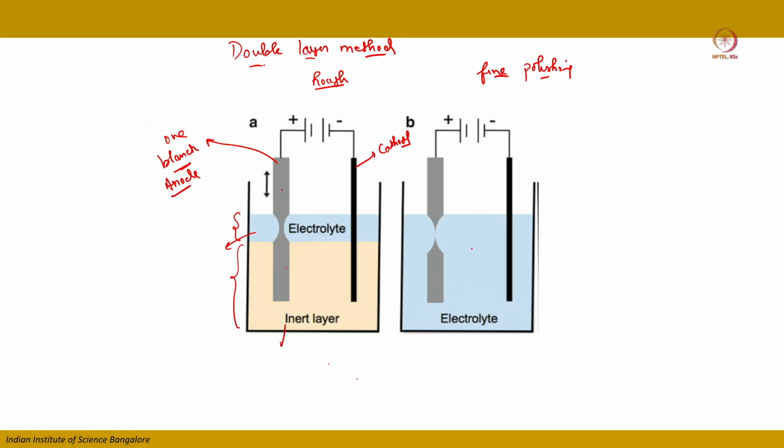This inert layer is nothing but a perfluorinated polyether, which is also called PFPE. So the blank is repeatedly dipped into a layer of electrolyte on top of an inert liquid, and the DC voltage is applied simultaneously. So it is moved up and down.